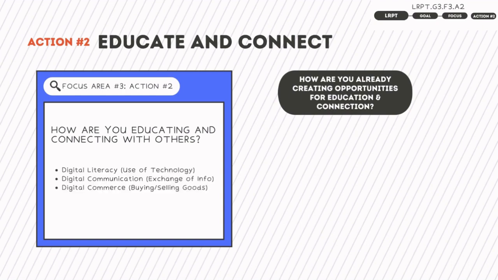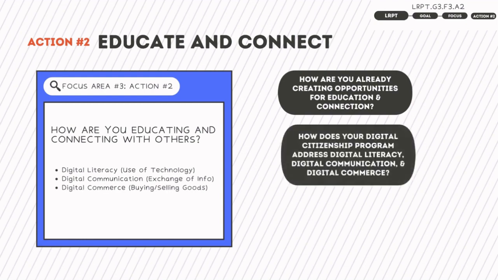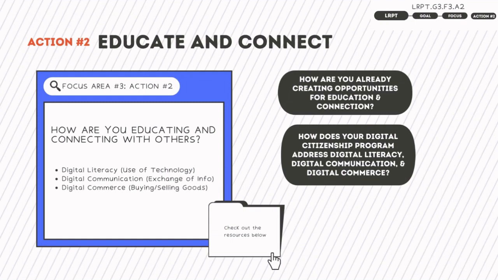This type of education and connection needs to hold space for digital literacy, use of technology, digital communication, exchange of info, digital commerce, buying and selling goods. How does your digital citizenship program address digital literacy, digital communication, and digital commerce? Use the resources below to help understand how to include these areas in your connection strategies.